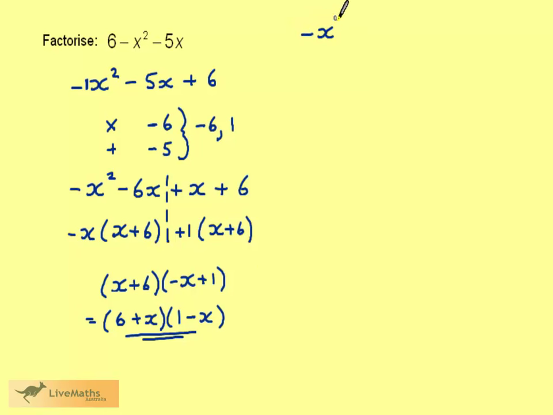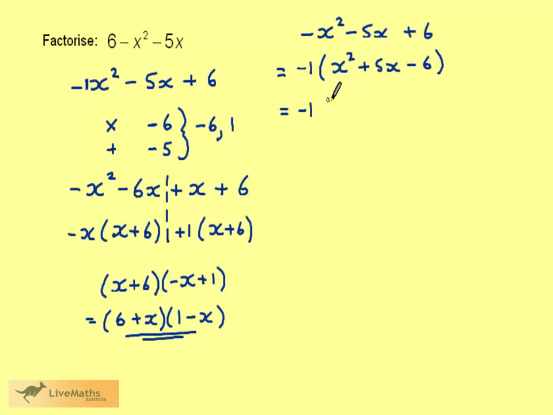So, using the second method, this requires a bit more change than the first method. We have a common factor of minus 1. Take it out, and we have x squared plus 5x minus 6 in the bracket. Just look at expanding this. This gives us minus x squared minus 5x and plus 6.